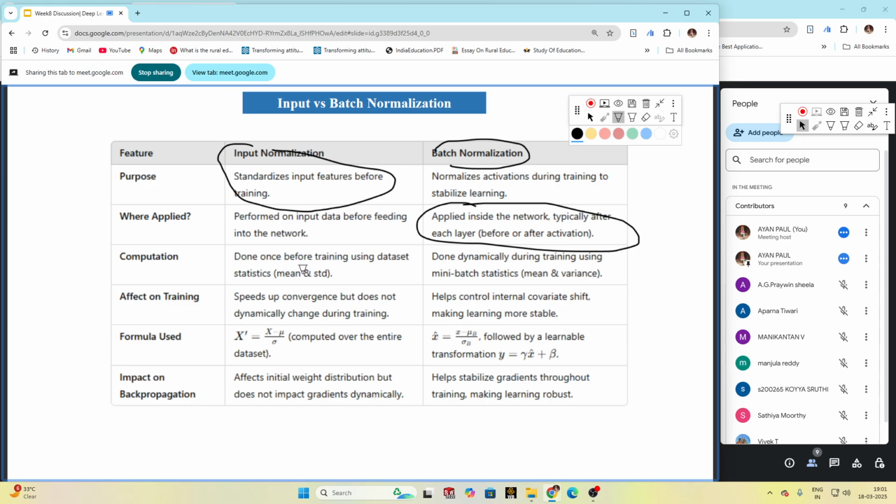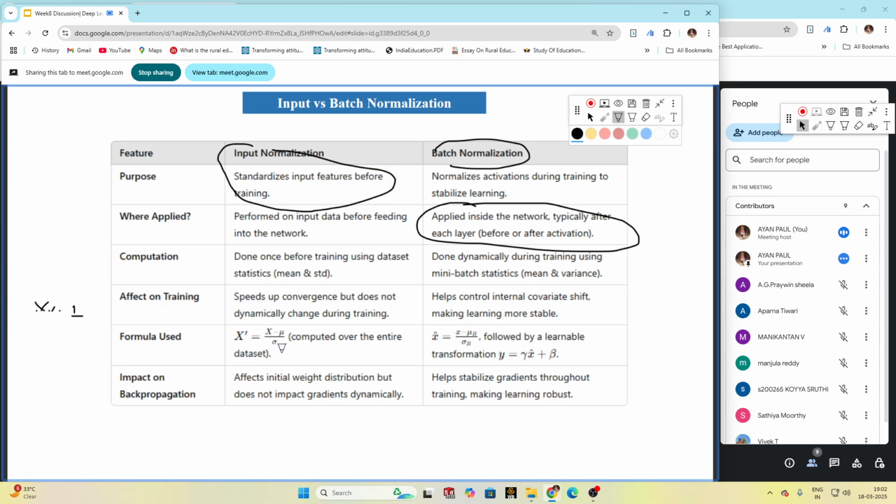Computation is similar, like mean and standard deviation only we use. Effect on training: for input normalization, it is speed of convergence, but it does not dynamically change during training. Because in input normalization we only consider the input layer, it can only affect the weights associated with the input layer, not the weights associated with the hidden layer. That is why it can speed up convergence, but not dynamically. But here, batch normalization takes care of the distribution of the neurons in the hidden layer. That is how it affects training.